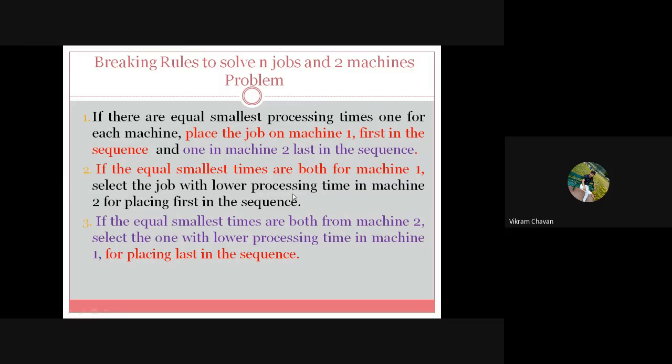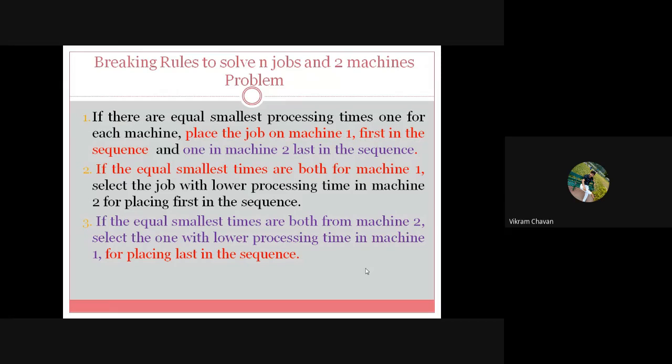हे झालं मशीन 1च्या रिलेटेड. इफ द इक्वल स्मॉलेस्ट टाइम्स आर बोथ फॉर मशीन 2. ओके, आता मशीन 2 मध्ये जर दोन जॉबचं टायमिंग सिमिलर मिळालं, आणि ते लोएस्ट मिळालं, देन सिलेक्ट द वन विथ लोअर प्रोसेसिंग टाइम इन मशीन 1 फॉर प्लेसिंग द लास्ट इन सिक्वेन्स.